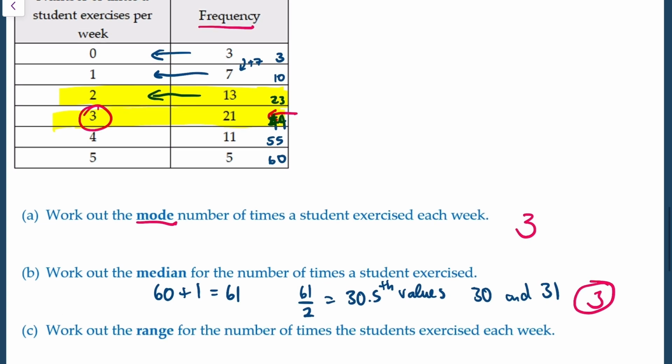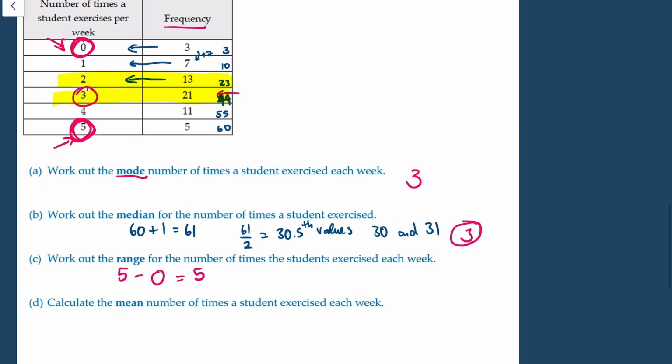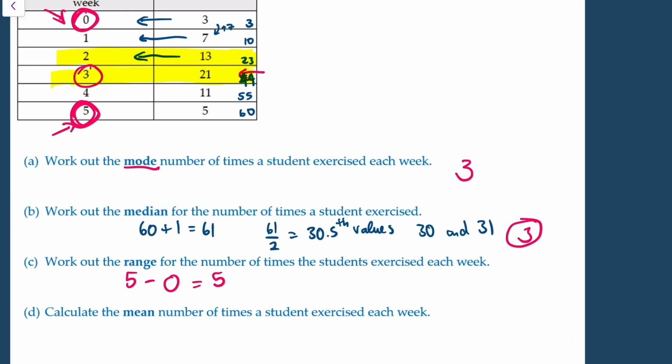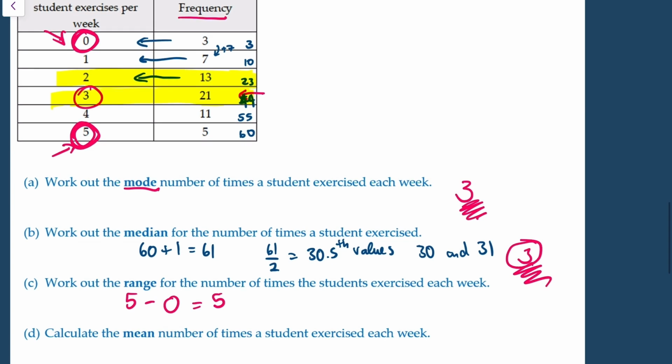Right, the range, nice and easy. The difference between the maximum number of times exercised and the least number of times exercised. 5 take away 0 is 5. Okay, and then lastly, the mean number of times a week. We expect it to be similar to the mode and the median. So let me just clear this table, and then we're going to work this out.